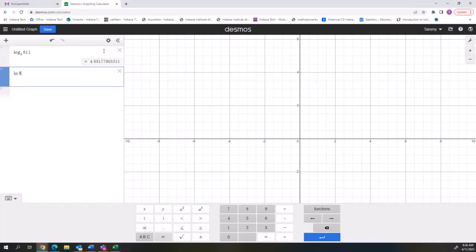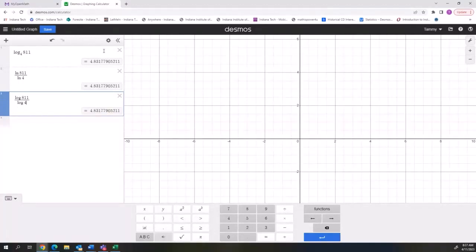I can do natural log of 811 divided by natural log of 4. I can do regular common log of 811 divided by common log of 4. So you're just consistent, right? Whatever you're going to do, you just do the same over and over, but you need technology to figure these out. Logs get pretty small pretty quickly. Look at 811 is only 4.